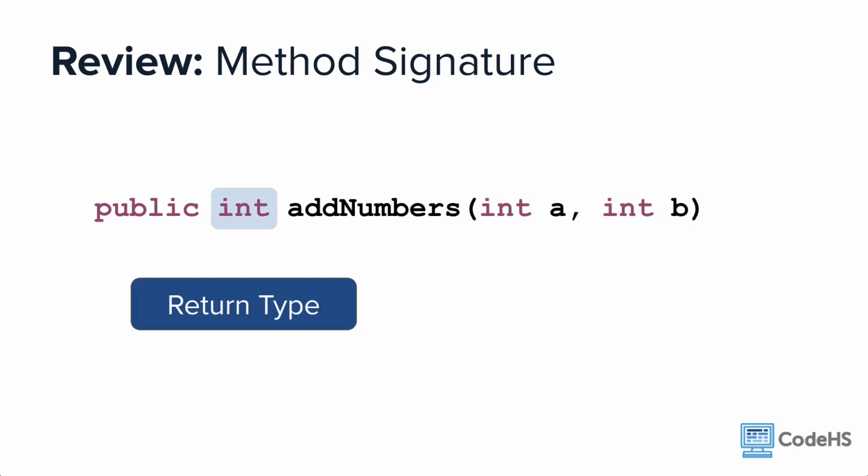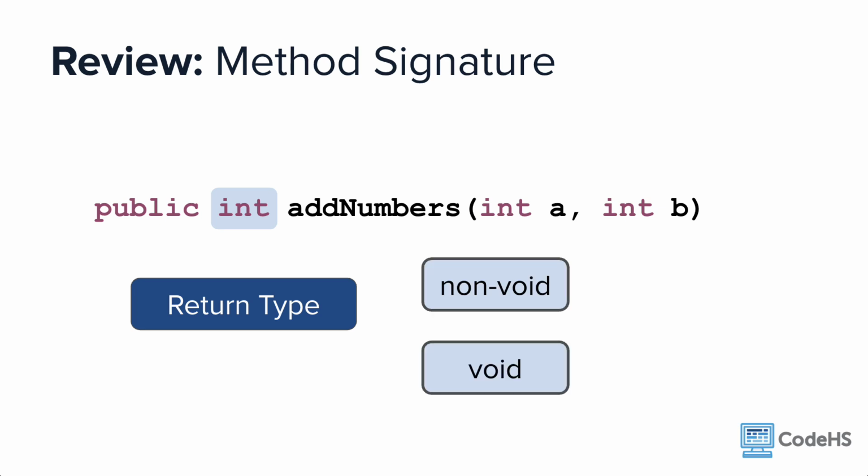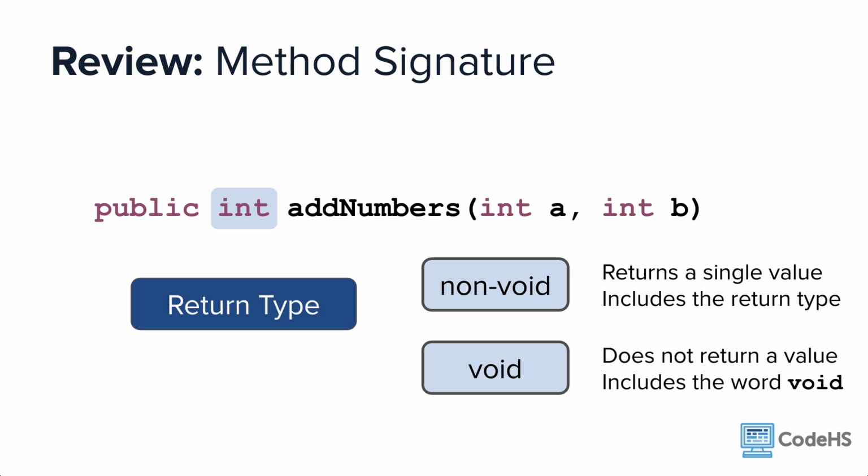In front of the method name is the return type. There are two types of methods, non-void methods and void methods. A non-void method returns a single value and its method signature includes the return type, like int. A void method does not return a value and its method signature includes the word void to note this.